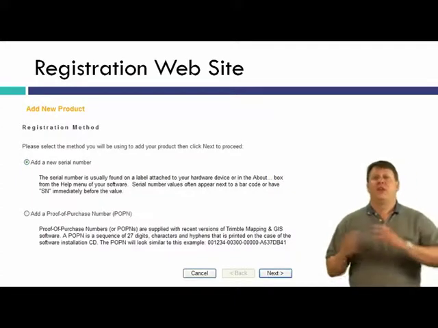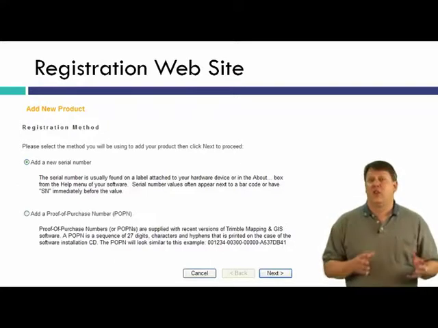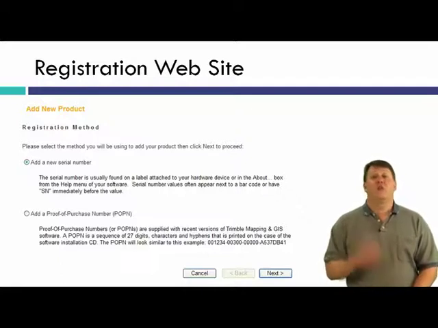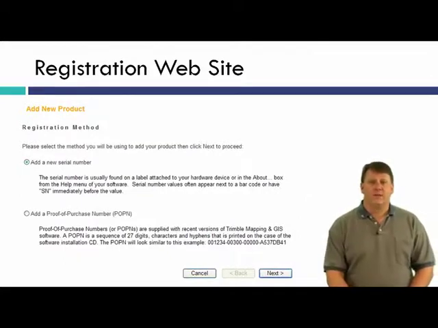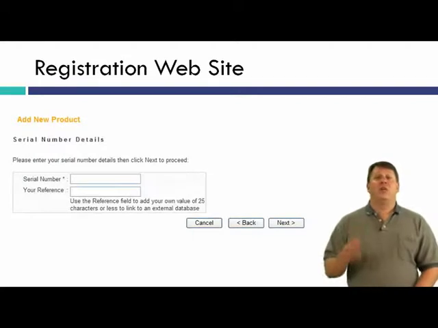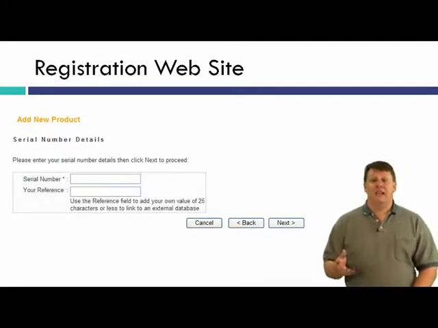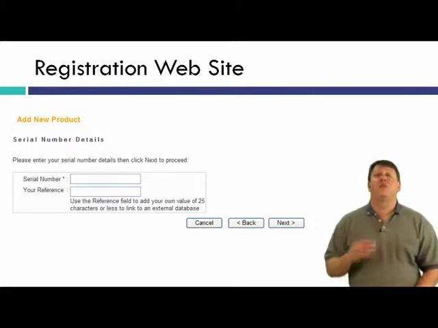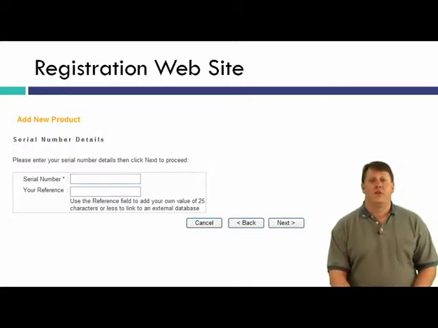Remember, hardware is something like our GPS receiver or an external antenna. For the Add Proof of Purchase Number, or POPN, this is for the software. First, we're going to look at the Add a New Serial Number, and then we're going to look at the Add a New Proof of Purchase Number second. When the Add a New Serial Number option is selected, and then we click Next, the Serial Number Details page appears. We'll enter in our serial number. Optionally, we can enter in a unique identifier in the reference field. Then, go ahead and click Next, and follow the steps to complete the registration of your hardware serial number.